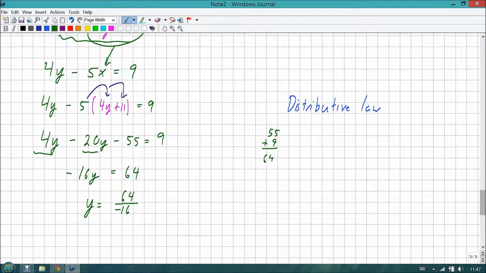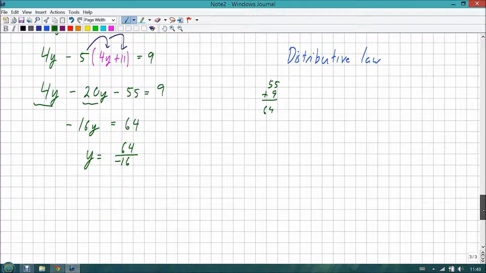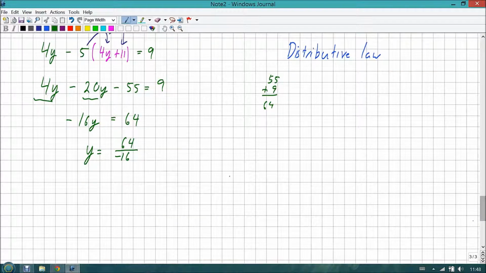And this is where our bullpens come into play, because we've been working with numbers like this for quite some time now. I know that 64 and 16 are both divisible by 8, so I divide them both by 8. 64 divided by 8 is 8. 16 divided by 8 is 2. Hey, look at that. They're both even. So I divide both of them by 2, and I get -4. So I have y is equal to -4. Whew. What about x? Well, we already know what x is.